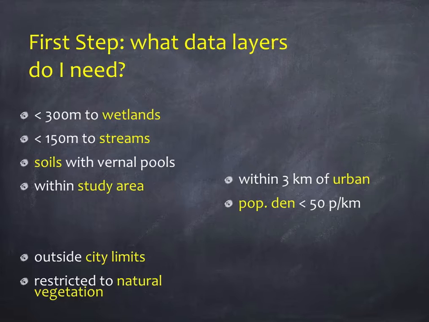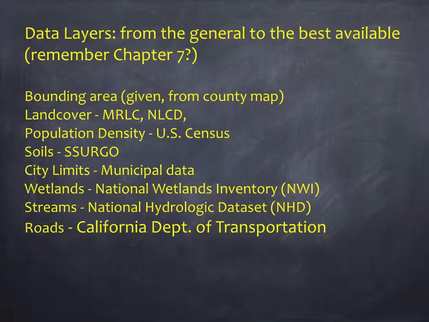So first, to identify the data we need. If you look through the list, they get named: wetlands, streams, soils, study area, city limits, natural vegetation. We have to define or determine where to get these, right? You remember Chapter 7. So the boundary area you can get from a county map or county data, but the MRLC or NLCD or the National Agricultural Statistical Service data for land cover, population data from census, soil survey data, and all the others that we went over before. You always want to get the latest and greatest and most appropriate data for your study area. So this will change depending on what resources are available locally, at the state level, or nationally.